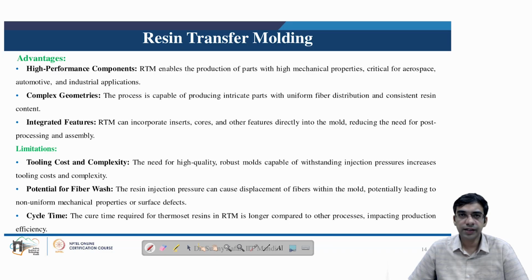The limitations of resin transfer molding include the tooling cost and complexity, where high quality and robust molds are needed to withstand injection pressure. Potential for fiber wash: the resin injection pressure can cause displacement of fiber within the mold, potentially leading to non-uniform mechanical properties or surface defects. Cycle time: cure time for thermoset resins in RTM is longer compared to other processes. This may impact production efficiency in some cases.